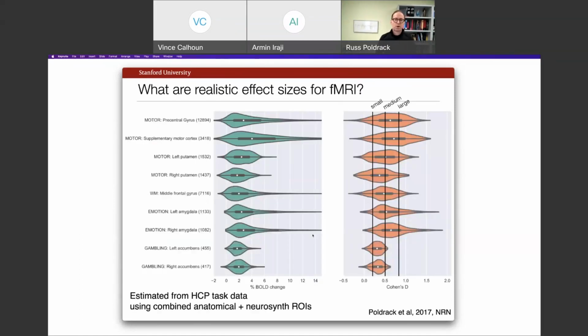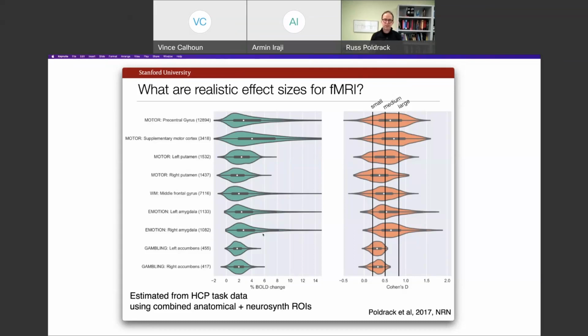So the question is, what are realistic effect sizes? And here we see on the left side, the BOLD percent signal change. And most of you probably know that rarely would you expect for any fMRI task activation more than about 4% signal change on average. And that's what we're seeing here for the motor task, right? In the supplementary motor cortex, you see about 4%. In the precentral, you see about 3%. For other things like amygdala and the emotion task, you see almost 3%.